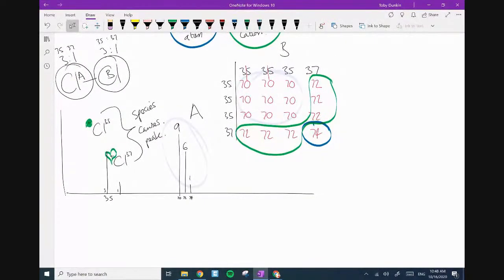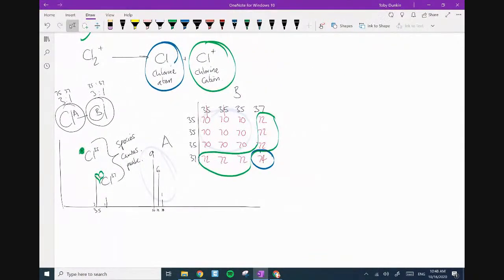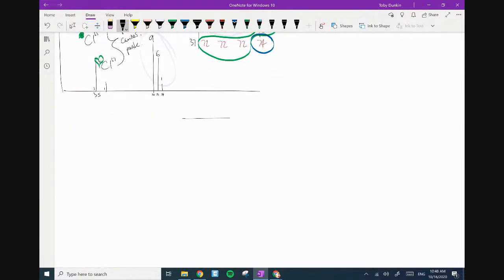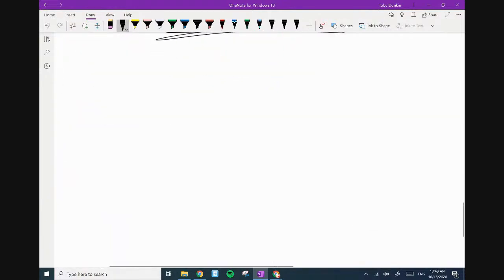Okay. Now let's look at another element in this scenario. Let's look at bromine. So the title now is bromine.